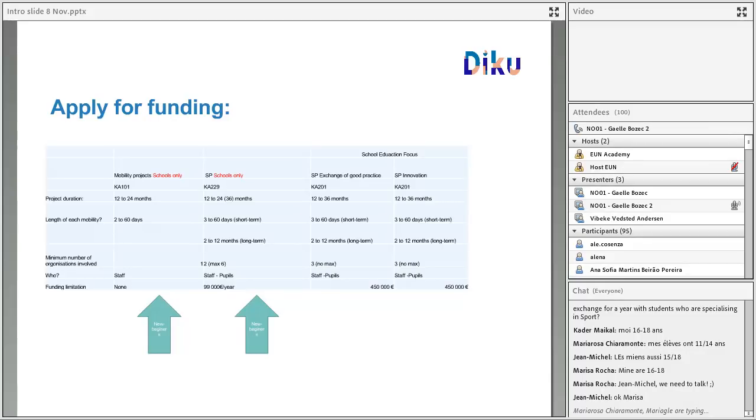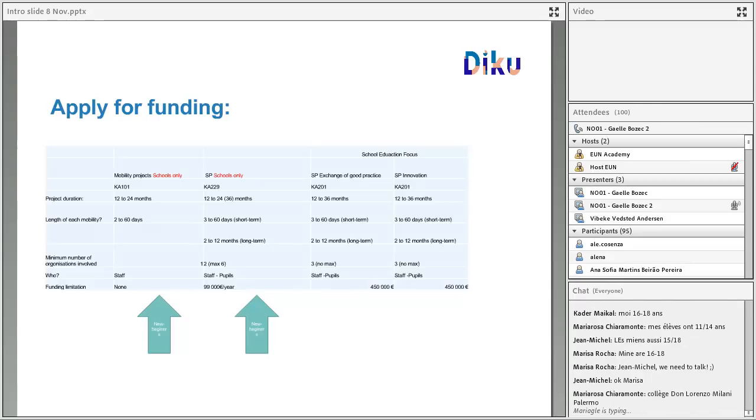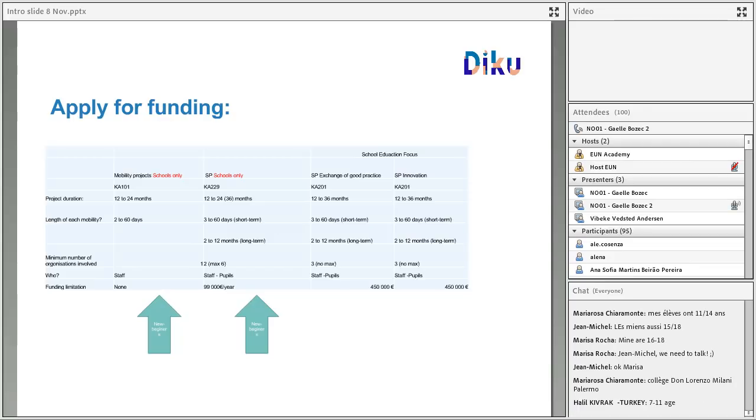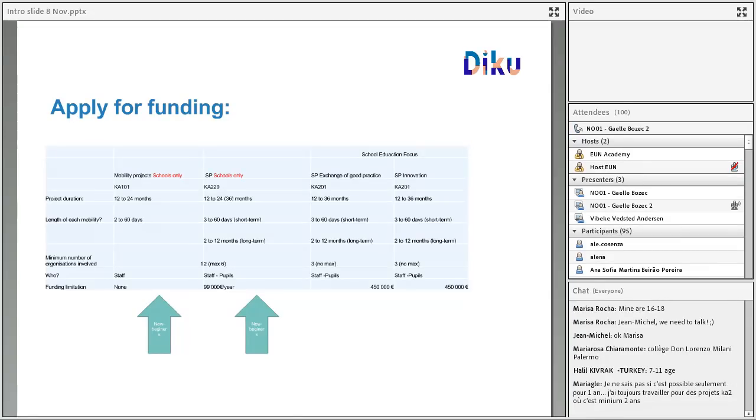For these rather big partnerships, you can get extra money for developing a product, and even money to make what we call a multiplier event, which means that at the end of your project you can have a conference and invite people.